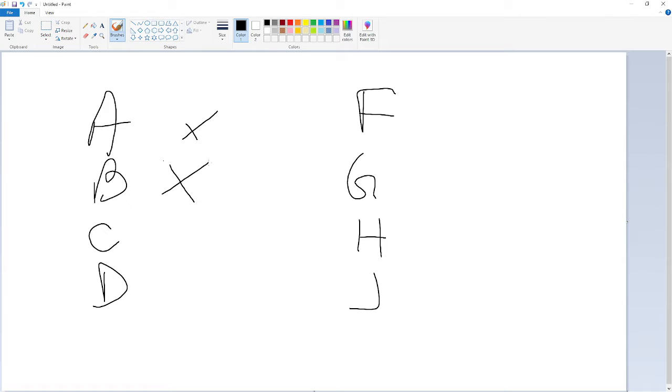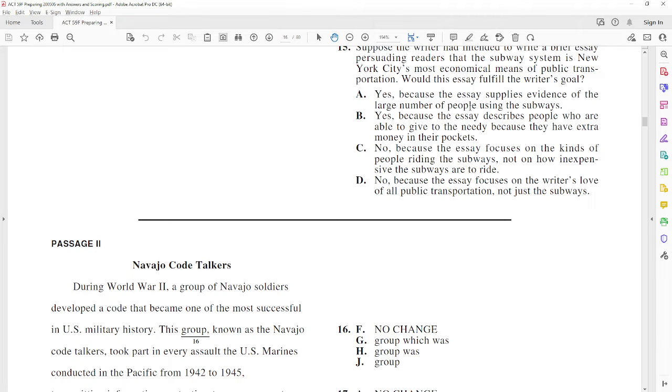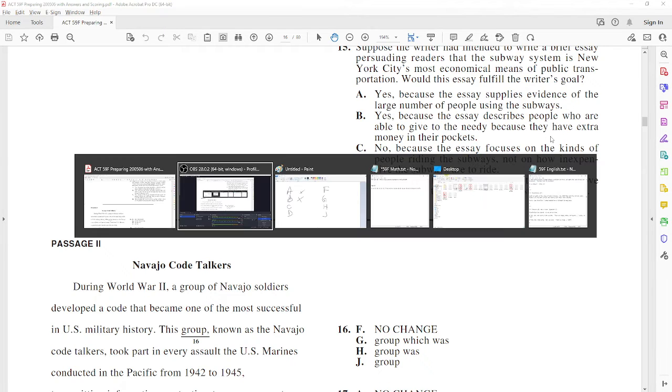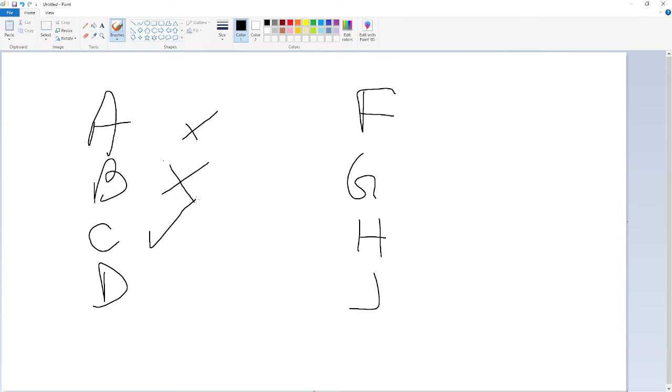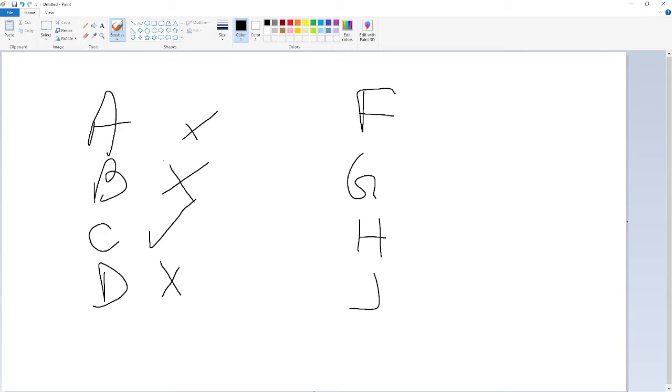Normally I just cross out on the letter itself, but I'm putting X's next to them because I need to reuse those letters. Let's see, C. No, because the essay focuses on the kinds of people riding the subways. That one seems right, okay? And then D. No, because the essay focuses on the writer's love of all public transportation. Wrong scope. The essay doesn't focus on all public transportation. It focuses on one specific thing, the subways.